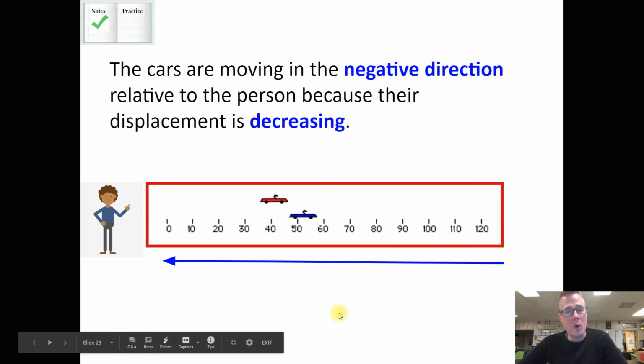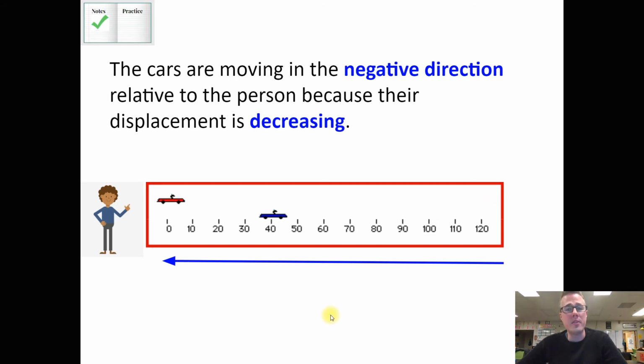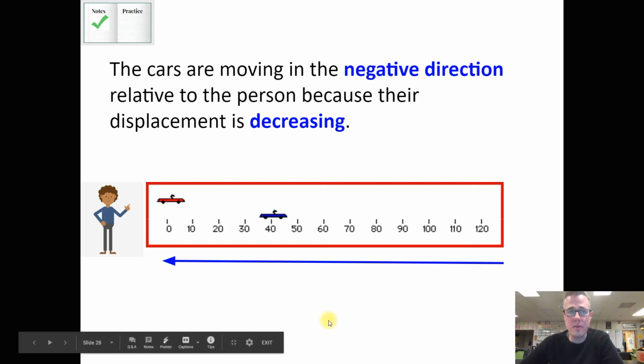If the cars are moving towards the person of reference, towards you or wherever you've decided to set your point of reference, then those things we're going to call negative because the displacement is decreasing. Your displacement is getting smaller and smaller. So we're going to call that a negative direction. Make sure these 2 definitions are in your notes.